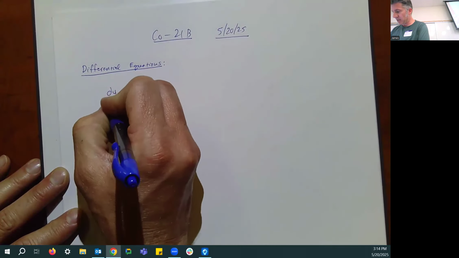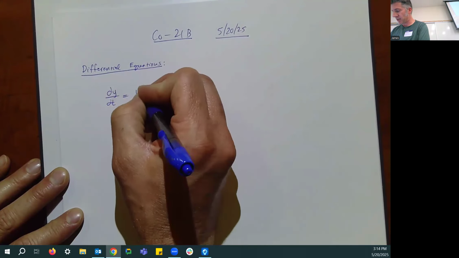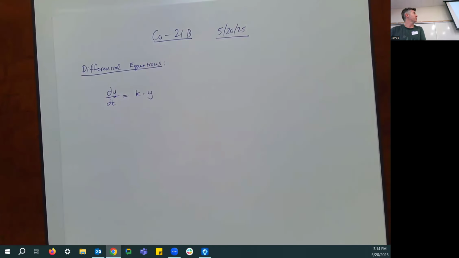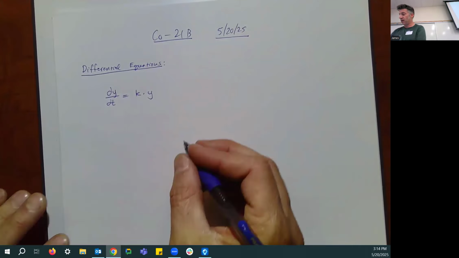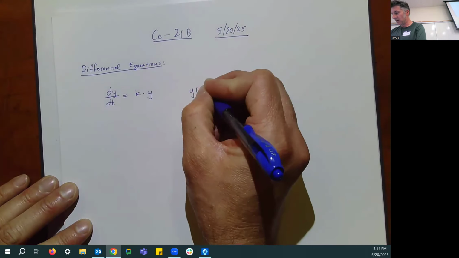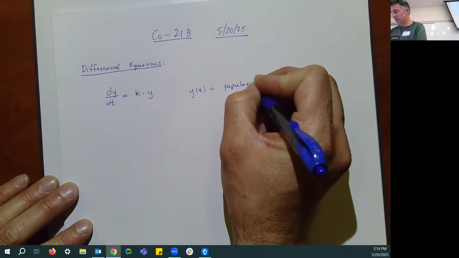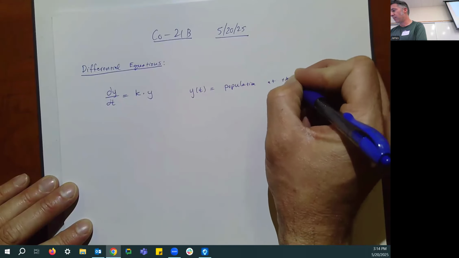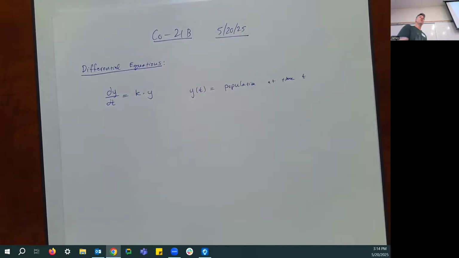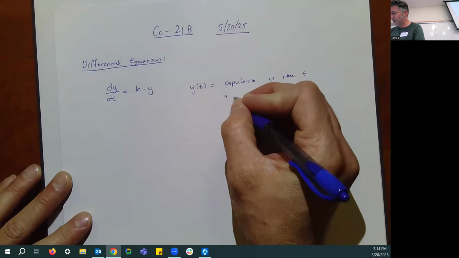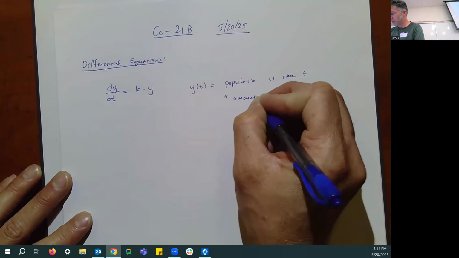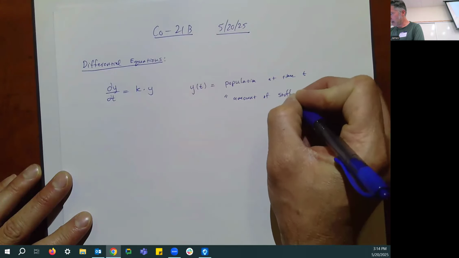dy/dt equals some constant times y. If we think of y, or y of t, as our population at time t, and really this population can be the number of people or the number of cells, or if we're talking about radioactive decay, it can be the amount of radioactive material. It's really more the amount of stuff you have at time t.